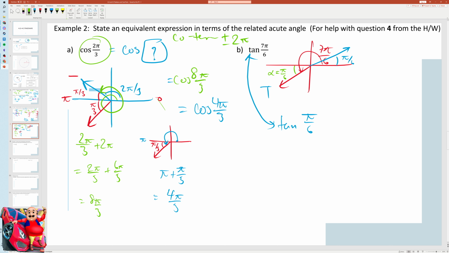We went the CAST route. If you wanted to go the coterminal route here, maybe we measure this terminal arm in a negative fashion. So this is pi over 6 here. This would be a rotation of negative 5 pi over 6. Once again, because this would be negative pi, this would be 0, measuring negatively. Tan of negative 5 pi over 6 would also work to create the same equivalent expression as the original ratio.